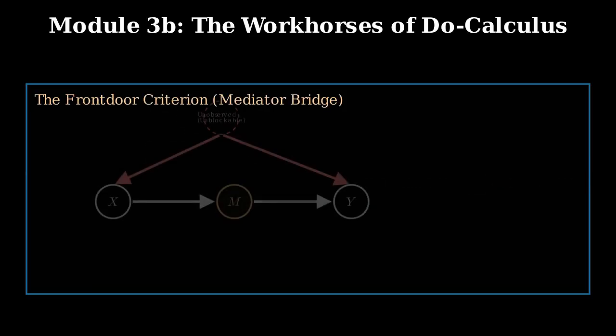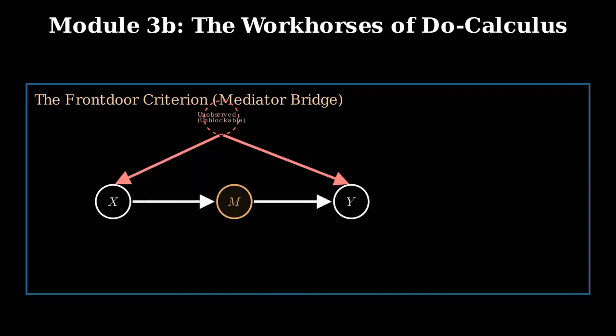But what happens if the backdoor path is completely unmeasurable or hidden? Meaning we have no way to block it? This is where Pearl's genius provides an alternate route, the front door criterion. Instead of looking backward, we look forward.